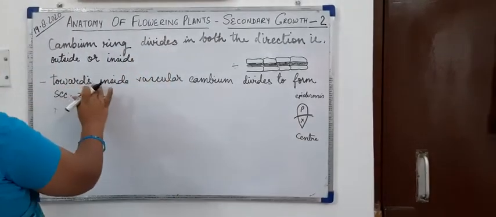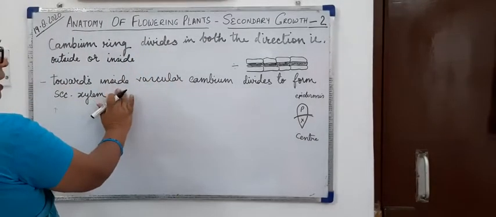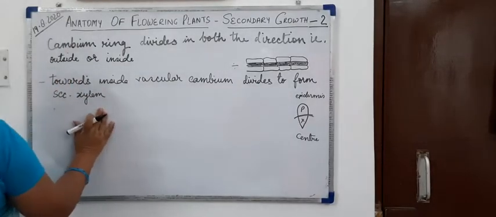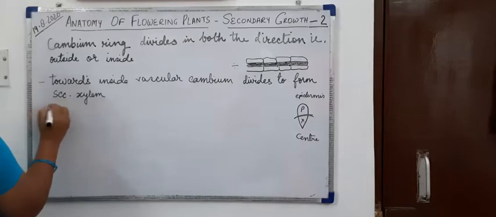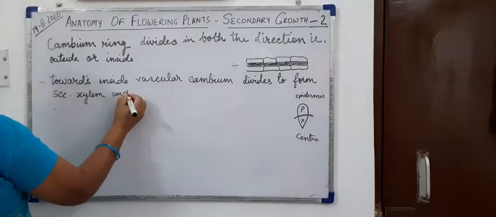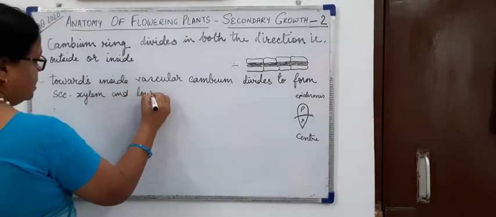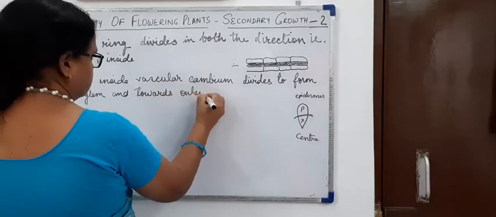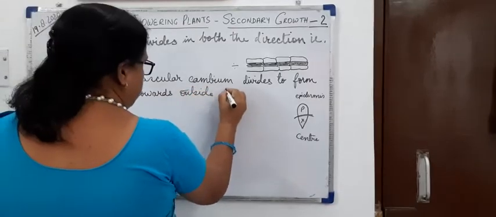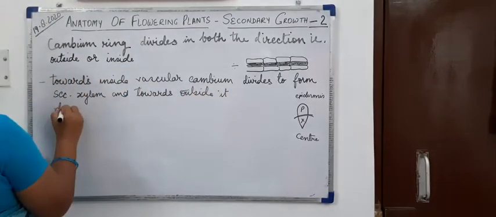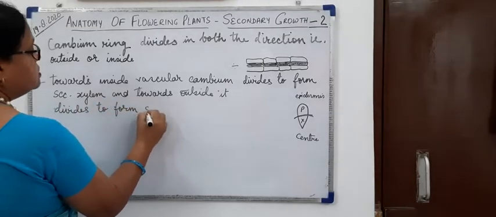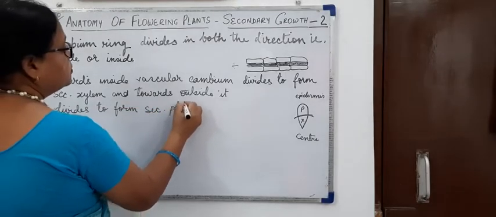So if it is dividing towards inside, vascular cambium divides to form secondary xylem, and towards outside, it divides to form secondary phloem.